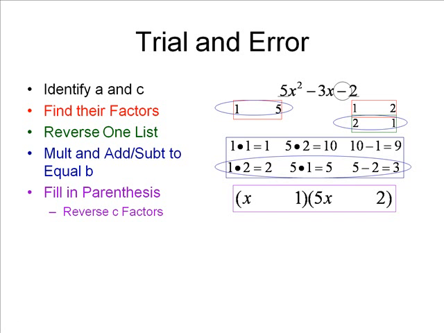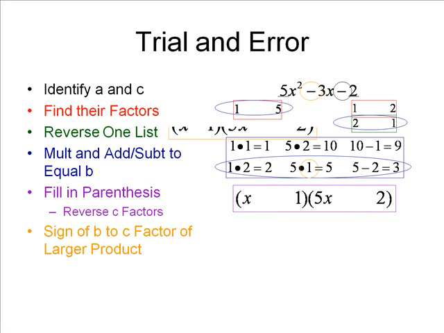Then we fill in parentheses. Remember when we reversed the c term, the c factors? Well, now we need to reverse them again when we put them into our parentheses. And we do this because when we FOIL this all back together, we want the 2 being multiplied by the 1 and the 1 being multiplied by the 5. And notice the a terms, they just go in order, 1x and 5x. Remember I said the variables just kind of follow along for the ride. That's all they do. We put in the sign of b to the c factor of the larger product.